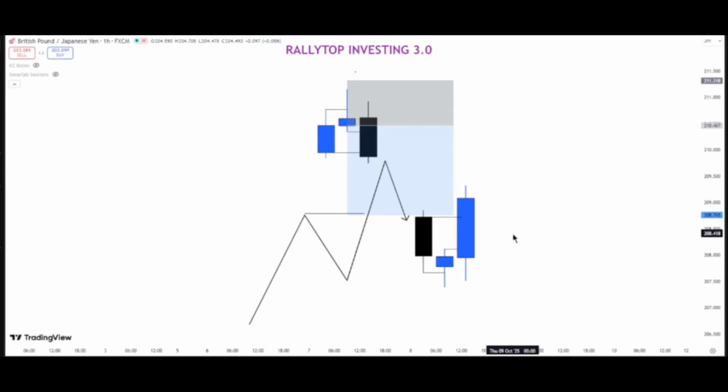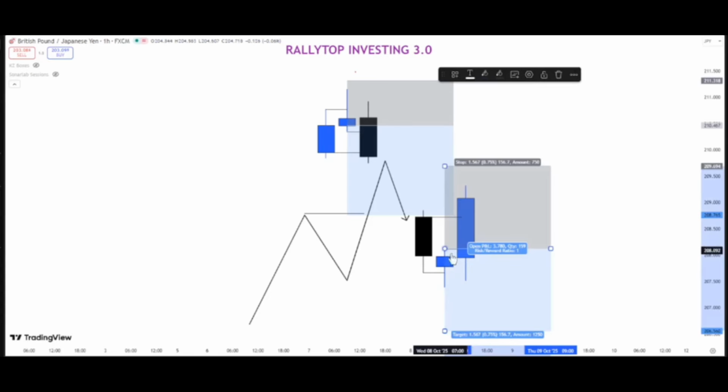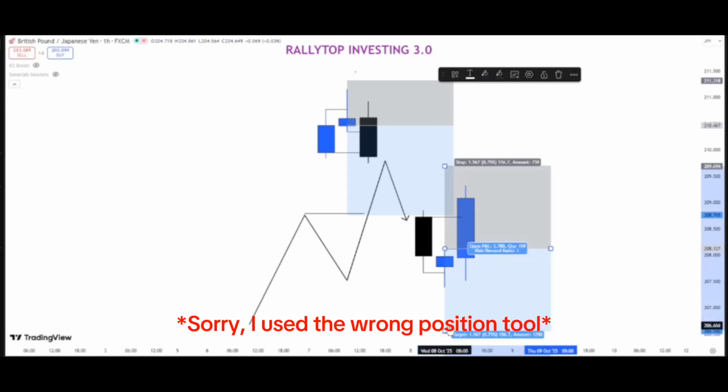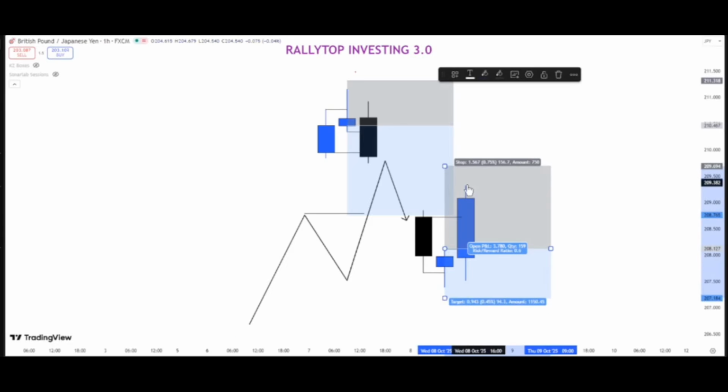These are the three rules. Once it meets the three rules, then you can take your trade. You take your trade from here, and your stop loss just below here. Okay? And then here you target 1 to 3.